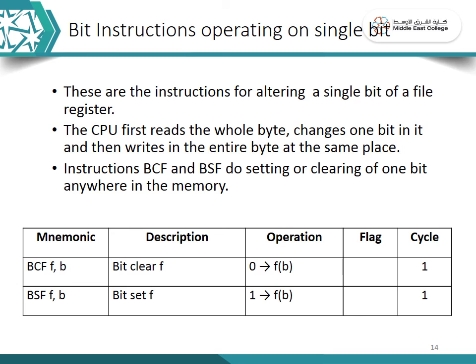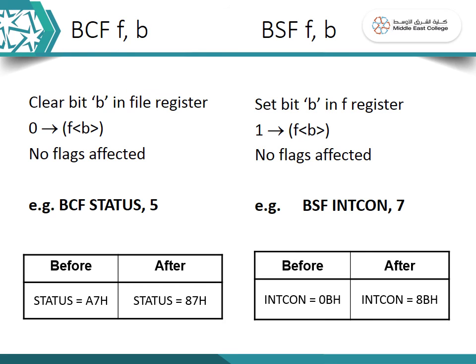The PIC microcontroller has 2 instructions for setting and clearing bits. Instruction BCF clears the bit and instruction BSF sets the bit. Both instructions do not affect any flag. The BCF instruction clears the bit in a file register. No flags are affected. After execution of BCF, the 5th bit of the STATUS register will be cleared. The BSF instruction sets the bit in the file register. No flags are affected. After execution of BSF INTCON, bit 7 is set.